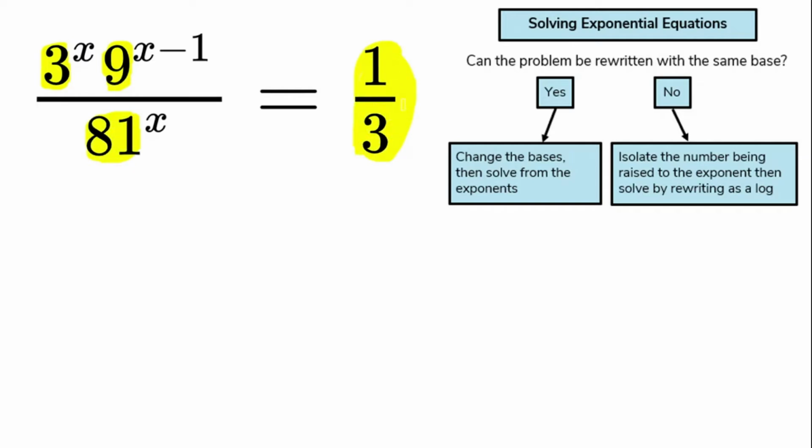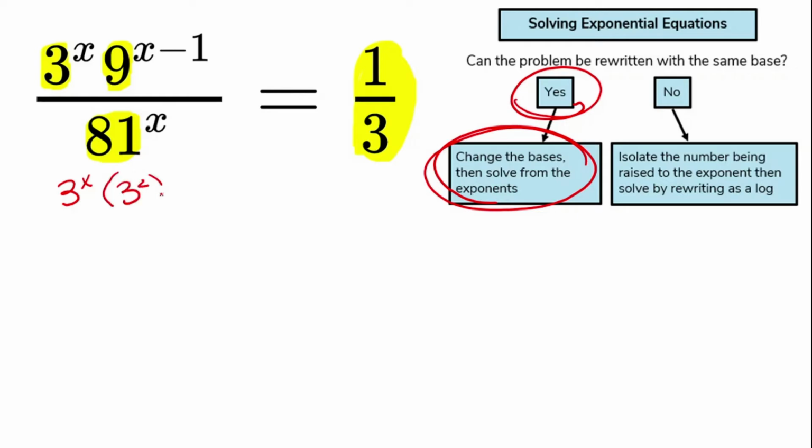Our bases are 3, 9, 81, and 1/3. Those can all be rewritten with the same base. They're all powers of 3. So I'm going to rewrite each of those highlighted pieces as 3 raised to something. Here we go. I'm changing 9 to 3 squared. 81 becomes 3 to the 4th power. And 1/3 becomes 3 to the negative 1st power.